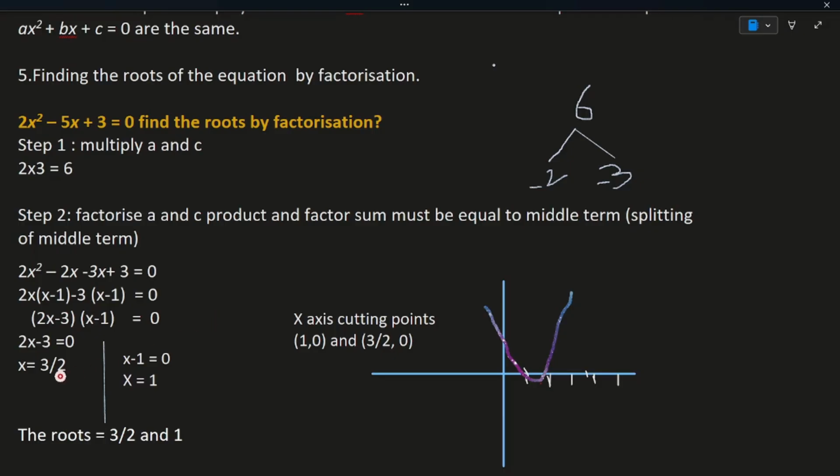For example, see, this is the quadratic equation I got. This is the graphical representation of the quadratic equation. This parabola is cutting the x-axis at (3/2, 0), also (1, 0). This point is (1, 0). This is (3/2, 0). Why? Because 3 by 2 and 1 are two different roots of the given quadratic equation. Because of this reason, it cuts the x-axis at two different points.